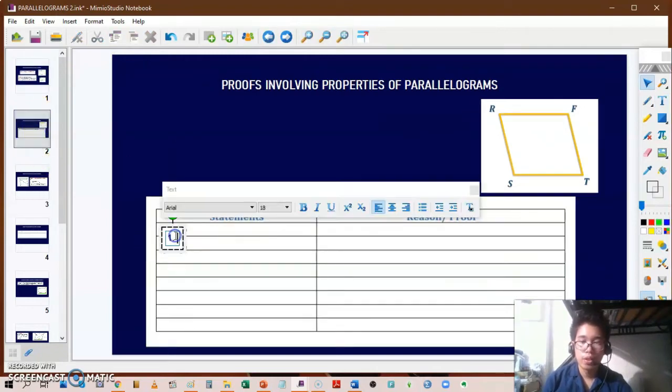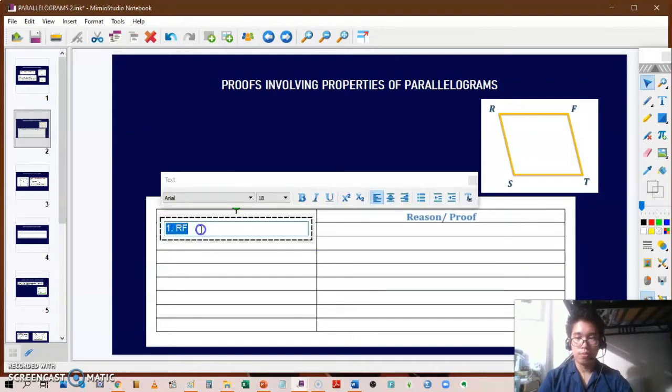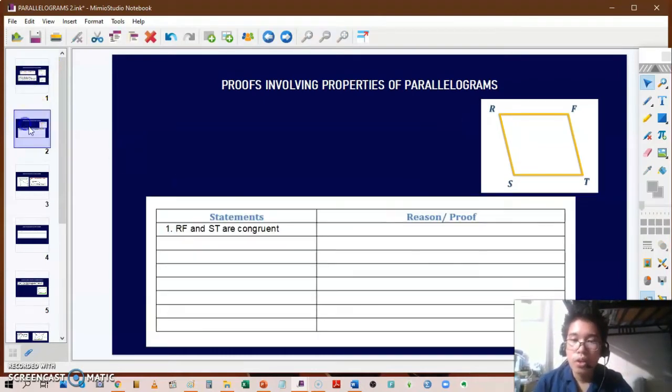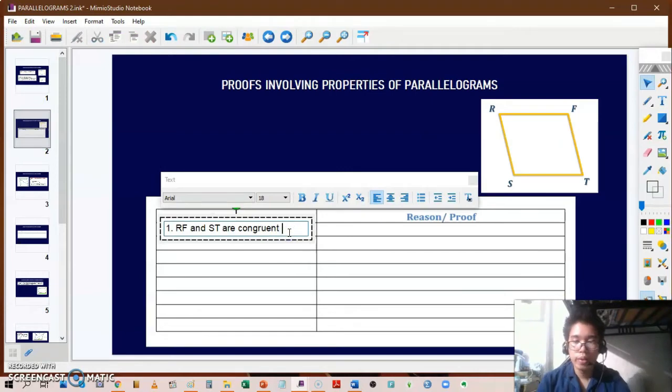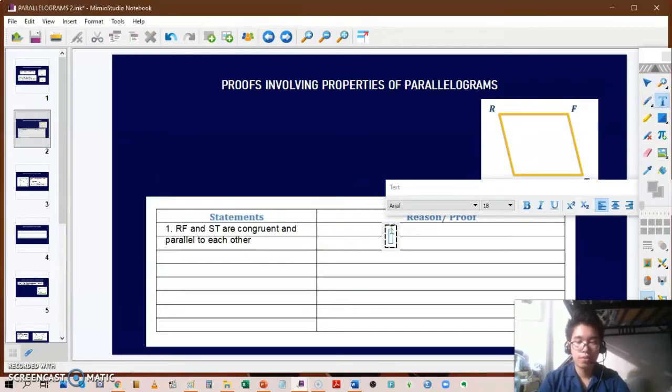So we have here line segments RF and ST. Let's write that neatly. RF and ST are congruent. Also, RF and ST are parallel to each other. So those are given. Let's write that as given.